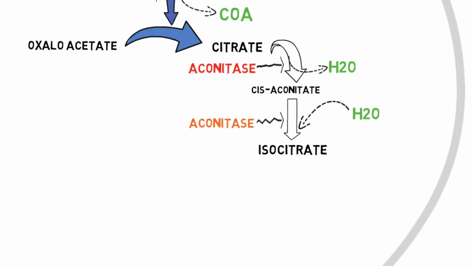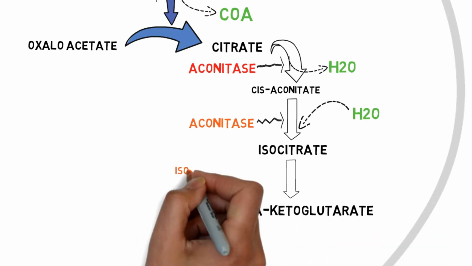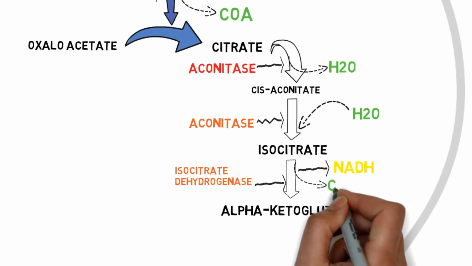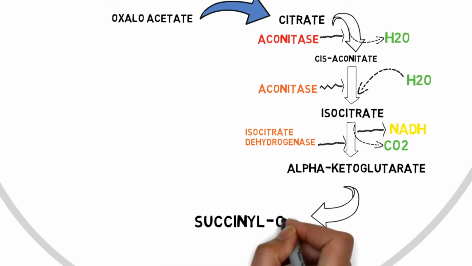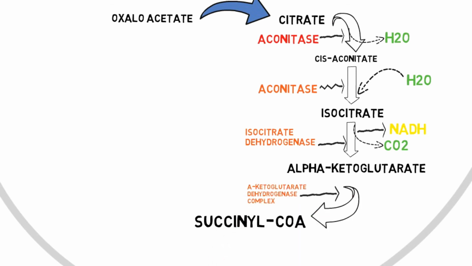This isocitrate is converted into alpha-ketoglutarate, and this reaction is catalyzed by isocitrate dehydrogenase. During this reaction, NADH and carbon dioxide are released. This alpha-ketoglutarate is converted into succinyl-CoA, and this reaction is catalyzed by the alpha-ketoglutarate dehydrogenase complex. Coenzyme A is added and CO2 is released. Along with CO2, NADH is also released.